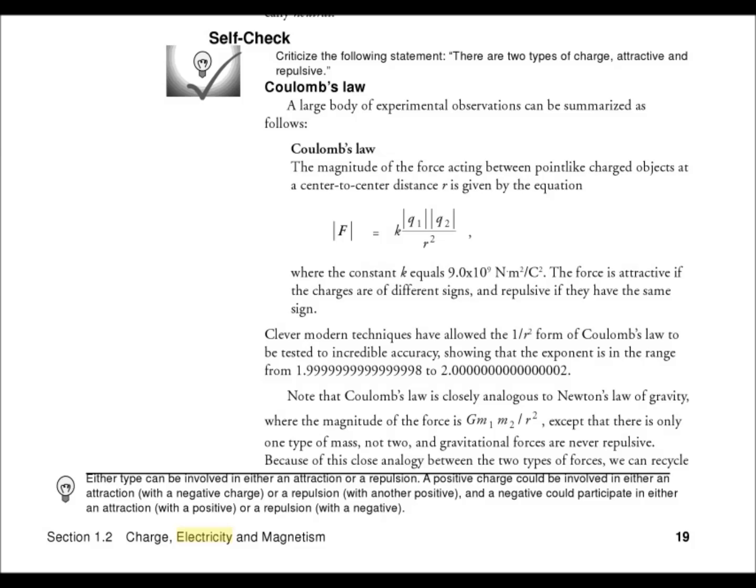Self-check. In the style of the text here, criticize the following statement: There are two types of charge, attractive and repulsive. And I can think about that later.